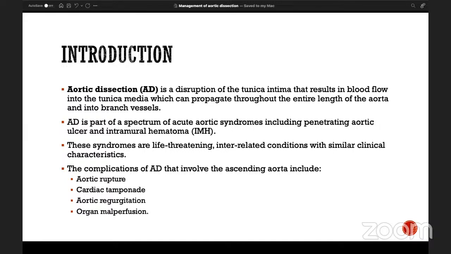And it is one of the life-threatening conditions, and all of these subcategories of the syndrome are very interrelated with similar clinical characteristics. Common complications of dissection include aortic rupture, tamponade, regurgitation of the aorta, as well as organ malperfusion.